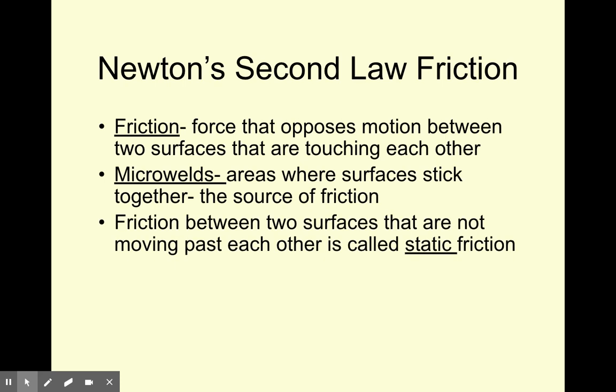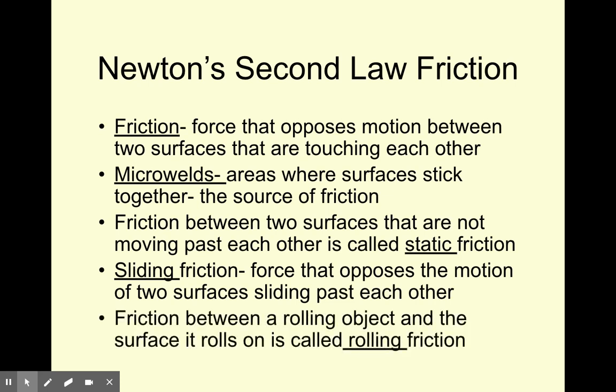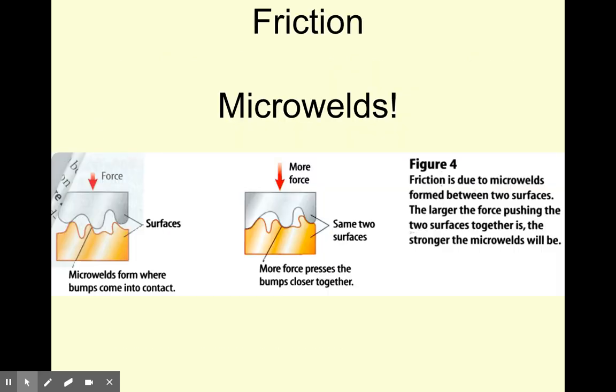Friction between 2 surfaces that are not moving past each other is called static friction again. Sliding friction is when surfaces slide past each other. And then friction between a rolling object and a surface is called rolling friction. So microwelds, this is an old thing, but no matter how flat you think a surface is at the microscopic or submicroscopic or the atomic level, it's not smooth. There are tiny, tiny little things that are holding them together. So you've got to think of it like little pieces of Velcro.